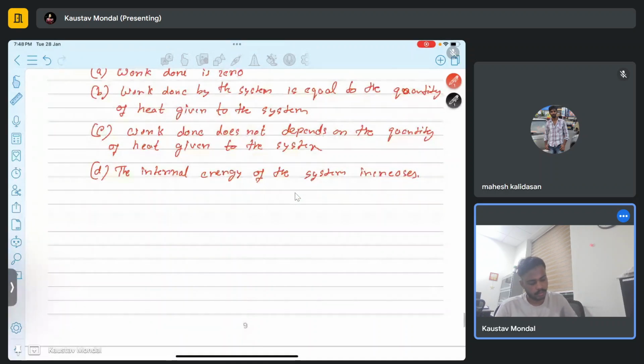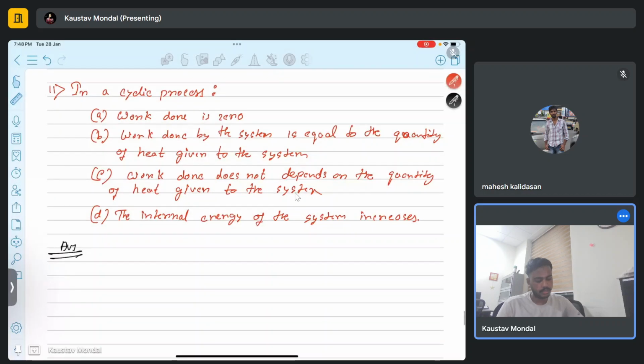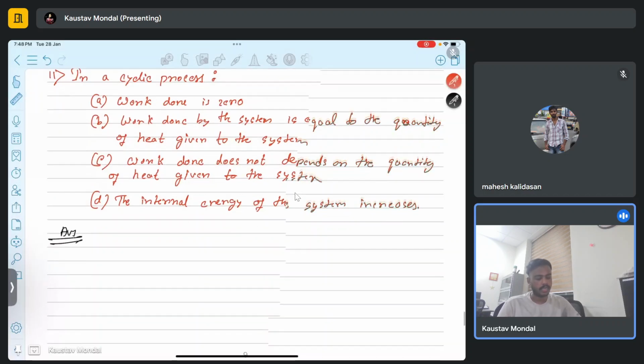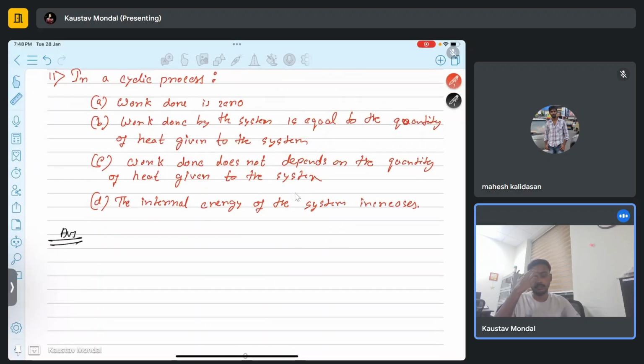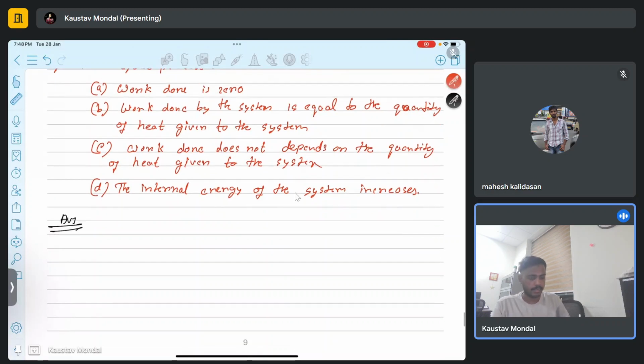So for that, what we will do now, the first thing is that you have to first understand what a cyclic process is, right? So what is a cyclic process?